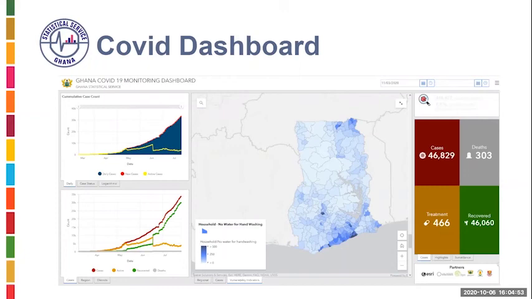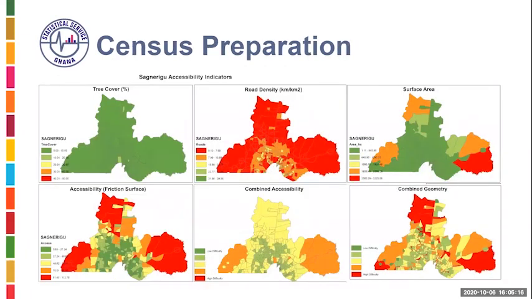Because COVID required that everybody should be washing their hands every time with soap and water, if you do not have water and soap at home, it meant that it was difficult for you to do so. And so this provided an opportunity for the local government to understand which parts of their areas have these challenges. The dashboard was developed by GSS with support from Imagery and the GPSDD.